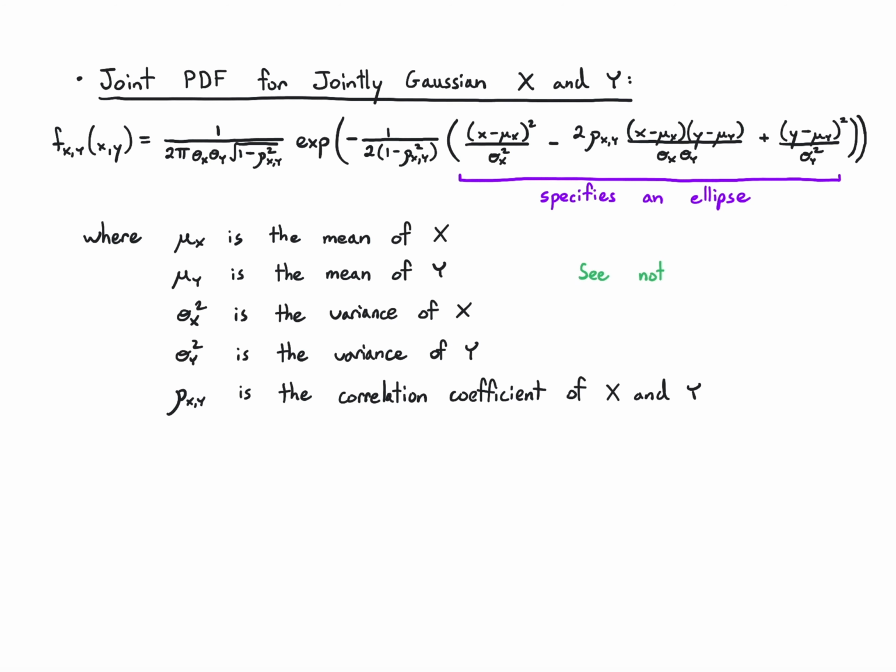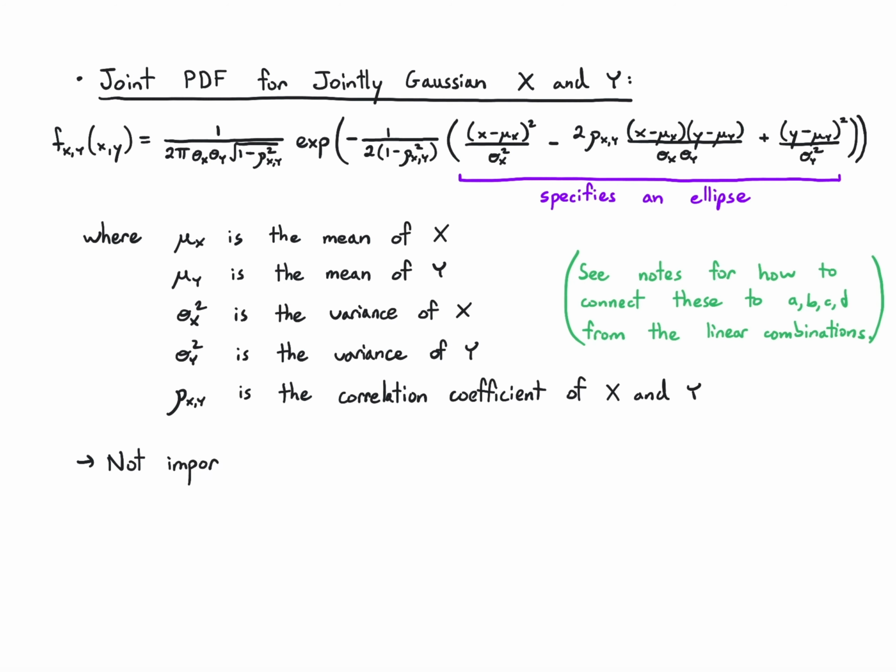Maybe the most important thing I can tell you here is that you can connect these to the A, B, C, and D from the linear combinations before, but don't worry about that too much. It's just important to know that there is a standard independent U and V underneath this, but we don't need to worry about exactly how to connect it. And in fact, we don't even need to worry about how to memorize this formula if you're not using it that often. It is a little bit long, so it's fine to just forget it and look it up. But the intuition for what Gaussians are about is going to be important.